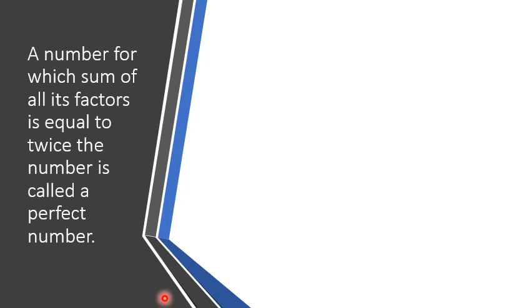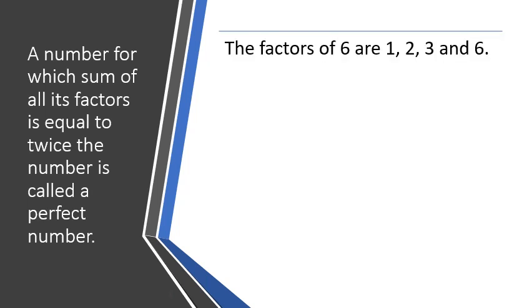So now let us check numbers and see what factors those numbers have. Okay. So let us move on. Now let us see the factors of 6. You know how to write the factors of 6. The factors of 6 are 1, 2, 3 and 6. These are the factors of 6, children. Now, we are going to add up all these factors.